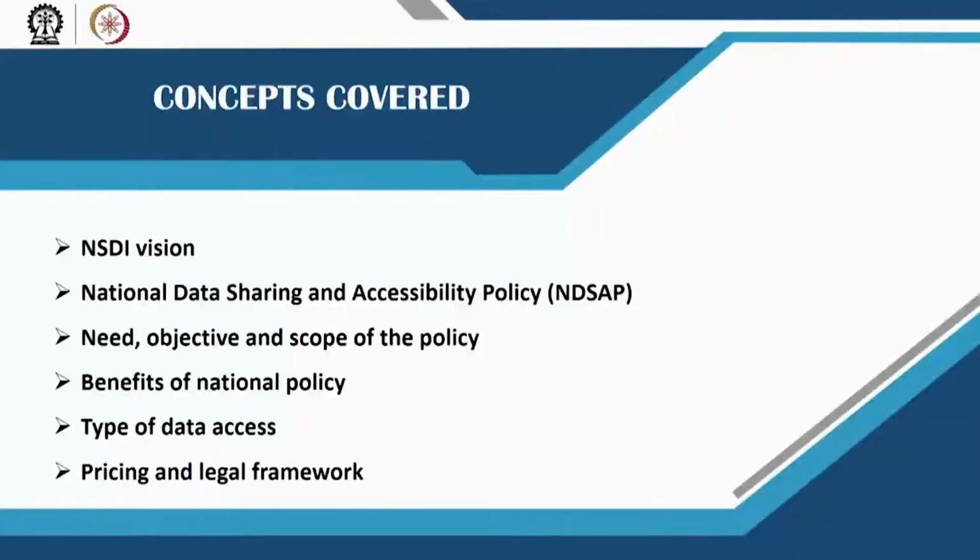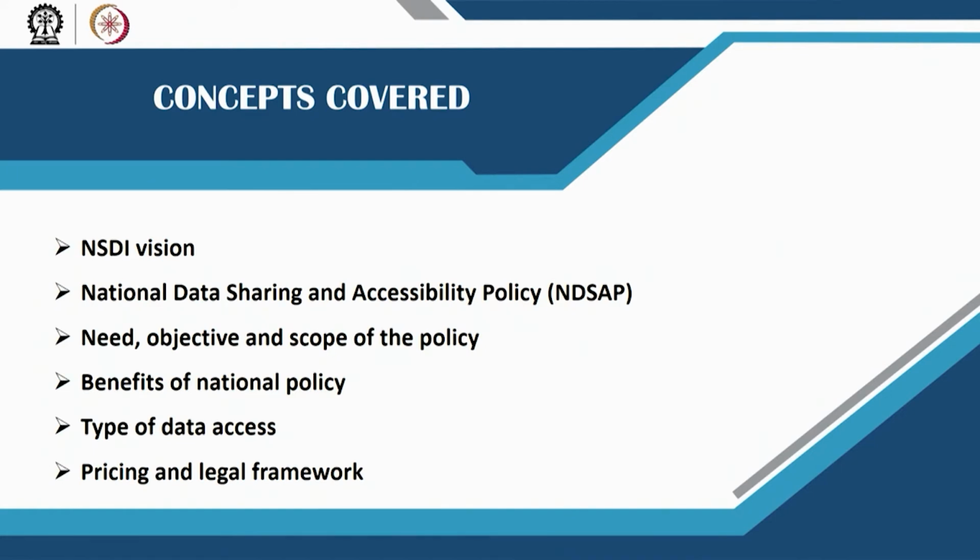So, in today's class, we would look at the vision of the NSDI. Then we will look at how the national data sharing policy has been created. There is already an existing National Data Sharing and Accessibility Policy. How does that affect us as a researcher or an academic? Then we have the need, objective and scope of this policy, which is as of now very broad. So, let us look at that aspect in today's class.